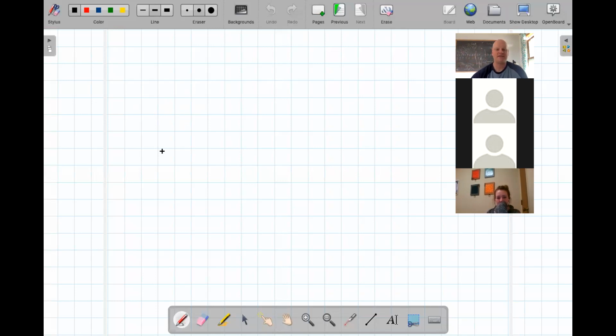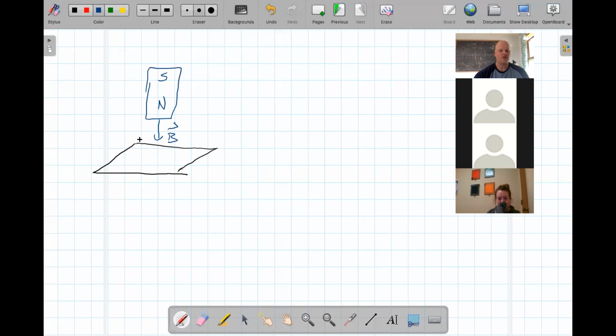Okay. So basically what's happening is, let's say here is my loop of wire. I'm just going to draw it as a rectangle in this case, right? And then if I bring in a bar magnet, say here's my bar magnet, so that this is the north side, this is the south side, so my magnetic field points then in this direction. By moving this guy, what you can actually do then is source a current to flow inside of this loop.